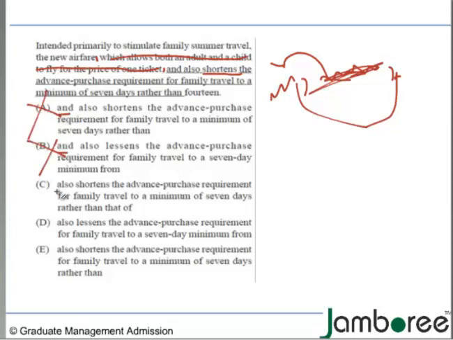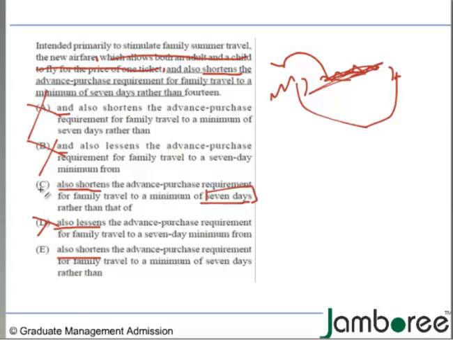So the new airfare, now I'm left with three options. Two of them say also shortens and one says also lessens. Do we need shorten or lessen? So what is it talking about? I'll just pick up one option at random. I have picked option C and I'm reading: also shortens the advance purchase requirement for blah blah blah, minimum 7 days. Okay, so it's talking about time. Whenever you're talking about days, the days always get shortened, they do not get lessened. So the option with lessen is wrong. A time period is always shortened, never lessened.